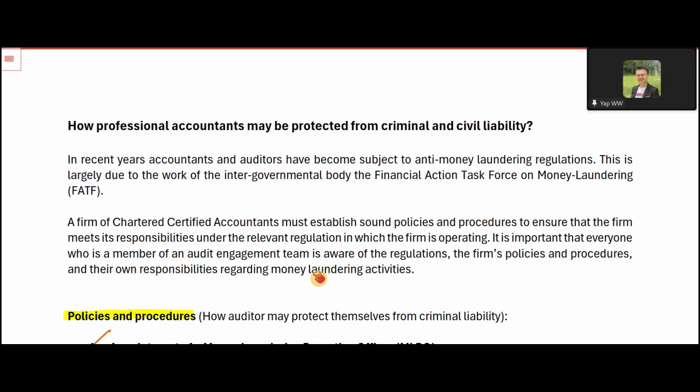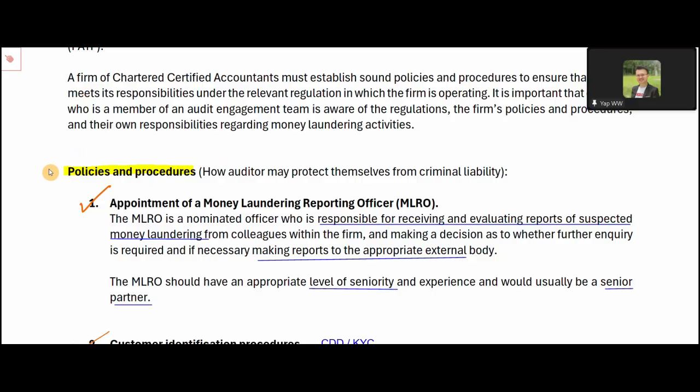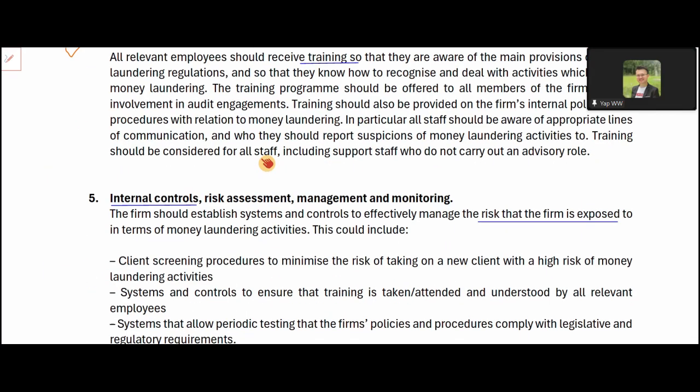Okay, let's do a quick recap. 3 stages of money laundering, and now we also learn about the 5 policies audit firms will have to implement in order to avoid money laundering offenses. So I put a star here, something that you will need to study for exam purposes. Okay, let's move on to the next part.